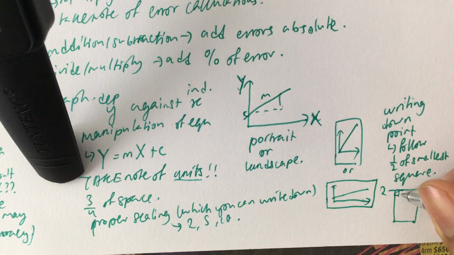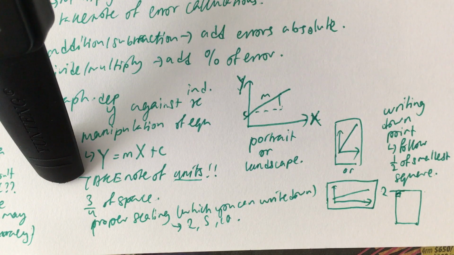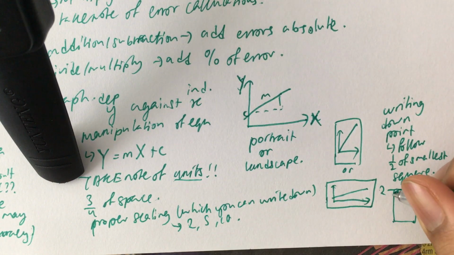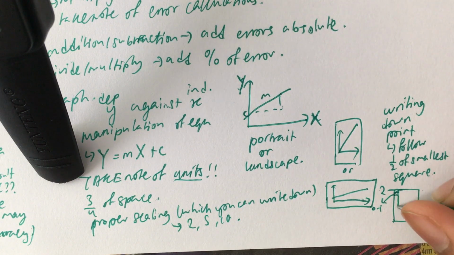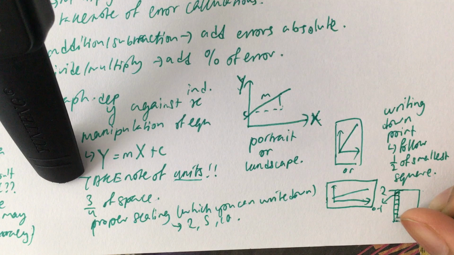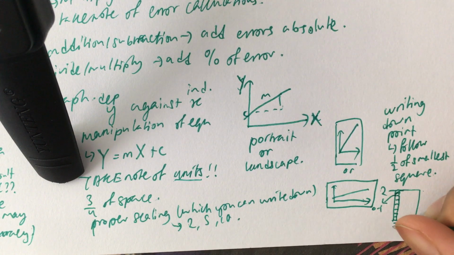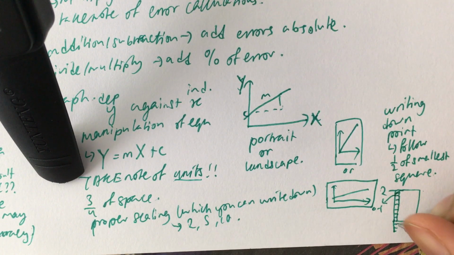So please do take note of all of this, because it is quite important in how many marks you get for your graph. If you do this properly, then you get the marks. If you don't do it properly, you will lose certain marks, or you may not get all the marks for your graph.